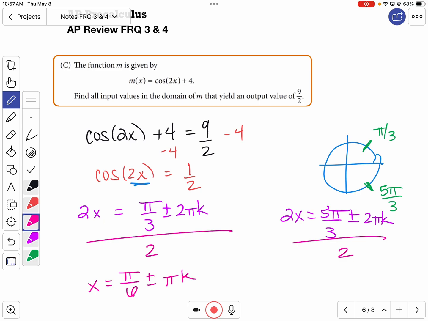For the next one, same thing. I'd get x equals 5 pi over 3 divided by 2, which would be 5 pi over 6. 2 pi divided by 2 would be pi. Now, what do we have to say is true about k? It's just an integer. It can be negative, because we could go both ways around the circle and get to those values. So we have to say k is an integer.